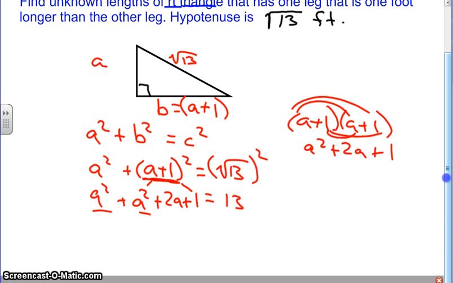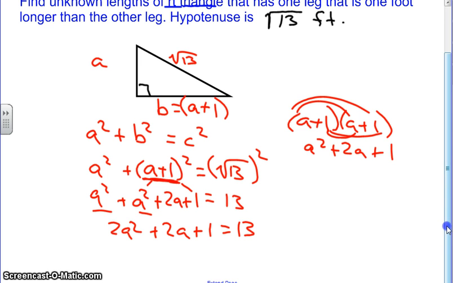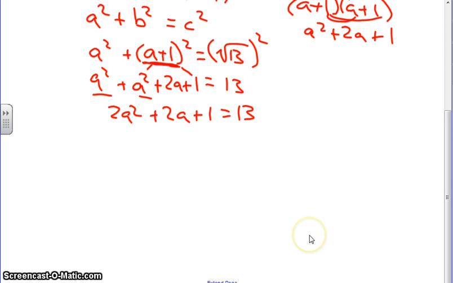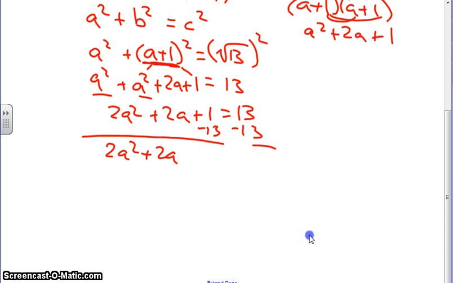And we say, how many a squareds do we have? 2. So we say 2a squared plus 2a plus 1 equals 13. So what must we do? Subtract 1. Good, so set it equal to 0. Just kidding. Now, I mean, you could subtract 1, but that's not going to set it equal to 0, so we probably want to subtract 13, right? And 2a squared plus 2a plus what? Or shall I write it as minus 12?